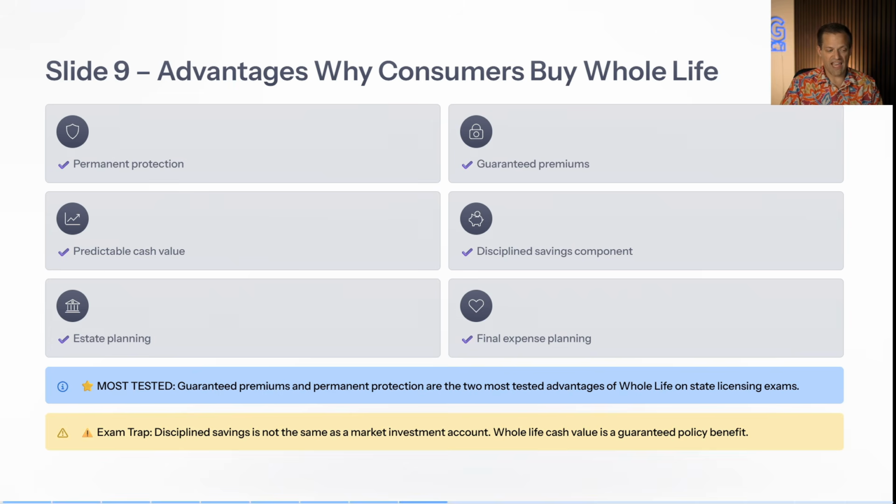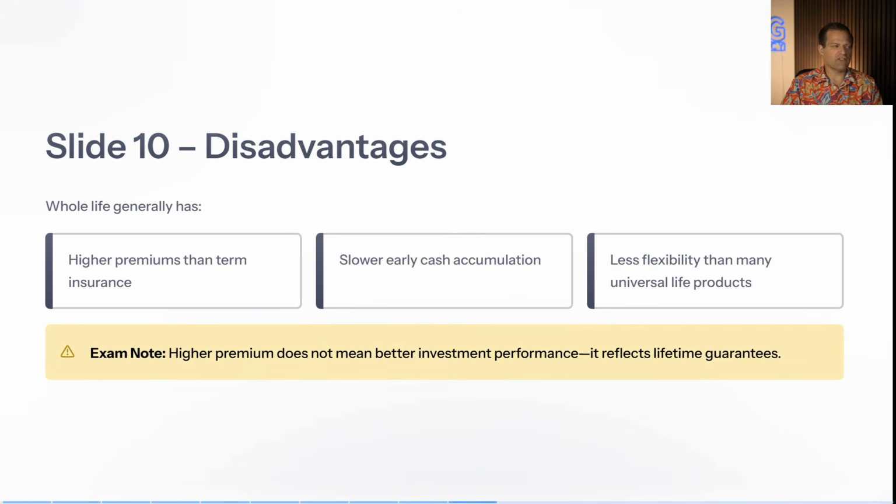Whole life insurance cash value is a guaranteed policy benefit. So what are the disadvantages? Well, first of all, higher premiums than term insurance, right? If you look at the differences, people will immediately say, wow, whole life is like 4 times, 5 times, even higher relative to term. So that dissuades a lot of people simply on price.